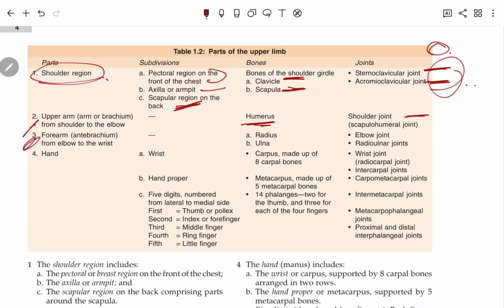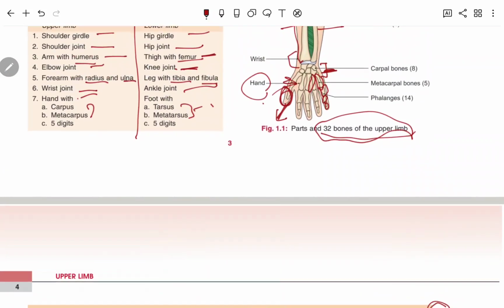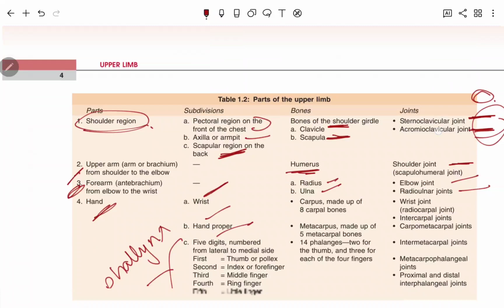Next is the forearm, from elbow to wrist, again with no subdivisions, with the radius and ulna bones, the elbow joint and the radioulnar joint. We will discuss the hand, the wrist, the proper hand and 5 digits, which are made up of phalanges. We saw phalanges.